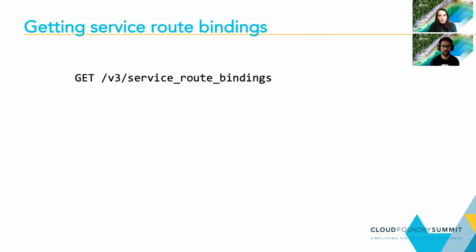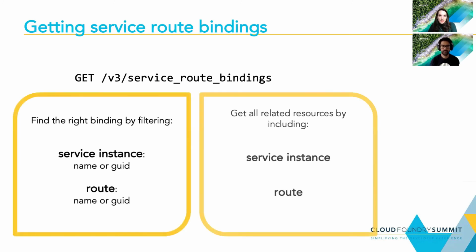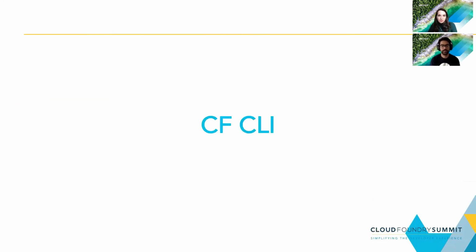In V2, the only possible operation was to just get the list of all the routes for a service instance. And again, following the same API guidelines, you can now do much more manipulation using filters and using includes.